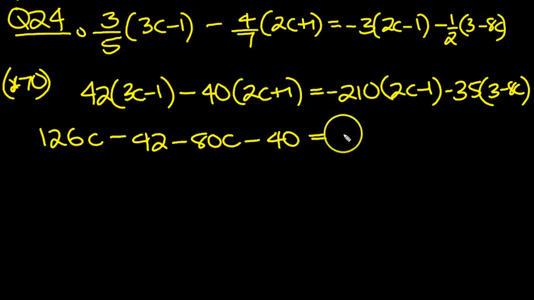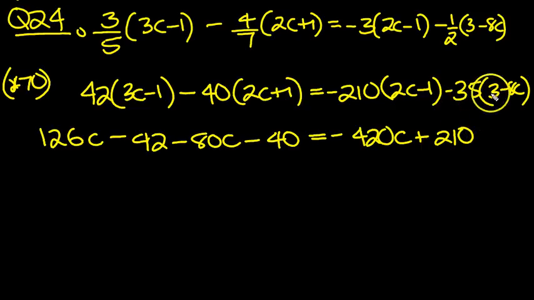Minus 210 times 2, just double it then with a minus. That's 420 lots of c. Minus times a minus is a plus. 210 times 1 is 210. Minus 35 times 3. 3 30s are 90, 3 5s are 15. 90 and 15 is 105, and there's a minus there. So that's minus 105.